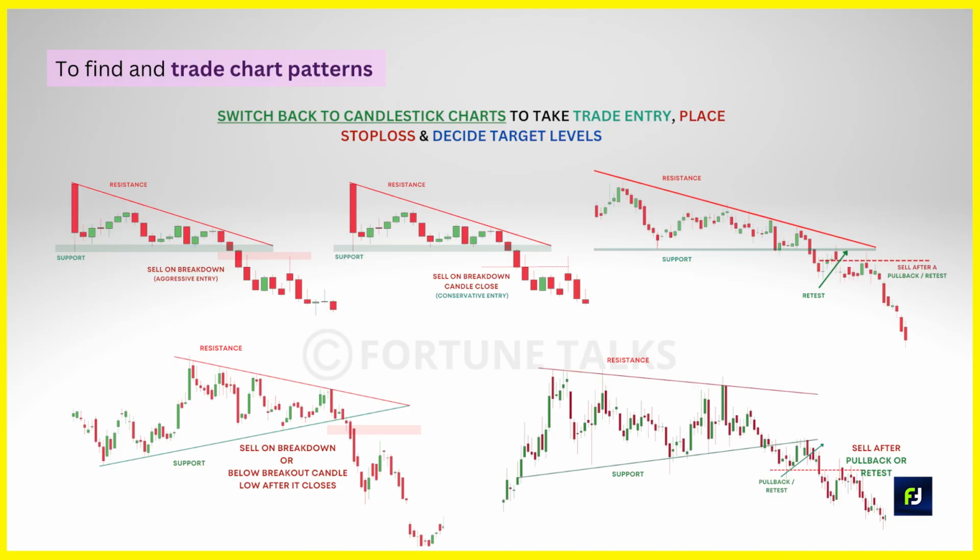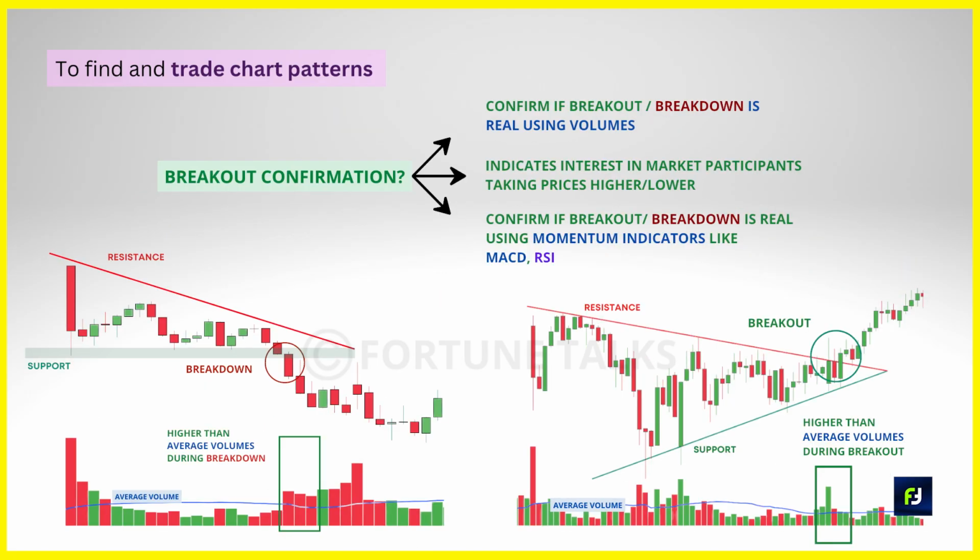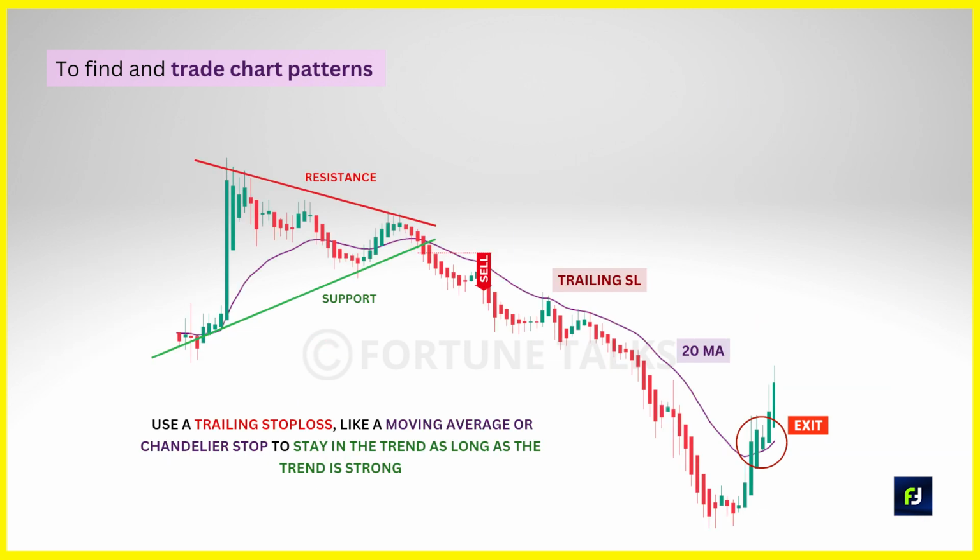Now also keep in mind that breakouts usually require additional confirmations so that you don't get trapped in a fake out. So make sure to check for higher than average volume indication and check momentum indicators like RSI or stochastic to ensure a real breakout before taking a trade entry. Now, another point worth noting is that in order to trade the trend with this Heikin Ashi technique, it is advisable to use a trailing stop loss like a moving average or Chandelier stop so that you could stay in the trend to profit from it if the trend is very strong.